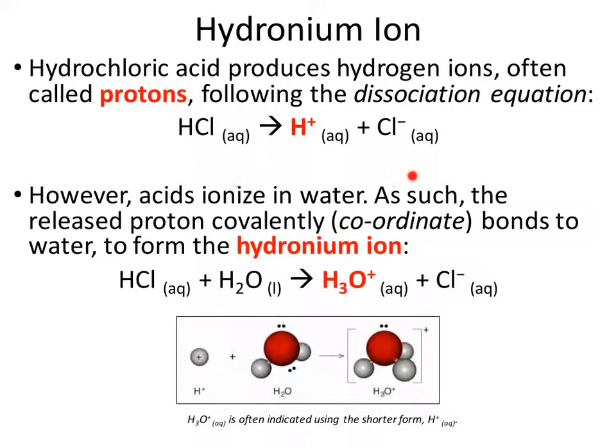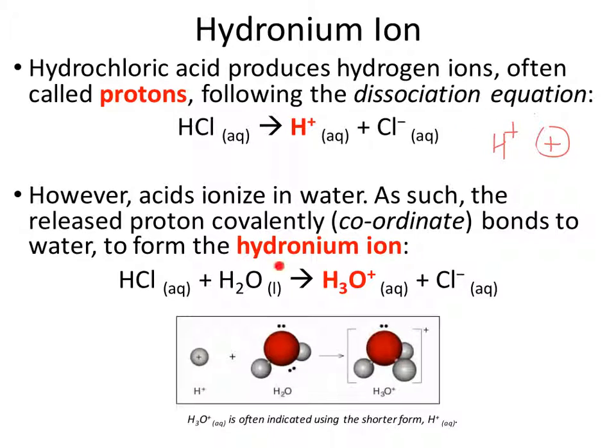Now, this is how a lot of textbooks and things you'll find online show this dissociation. But what actually happens is that HCl reacts with the water. This H plus, as we call it a proton, the reason it's a proton is if you look at just a hydrogen atom, it has 1 proton in its nucleus and 1 electron. Now, if we strip that electron away, all we're left with is basically a proton. And so we show that as H plus. Now, in this case, this proton can't exist by itself.